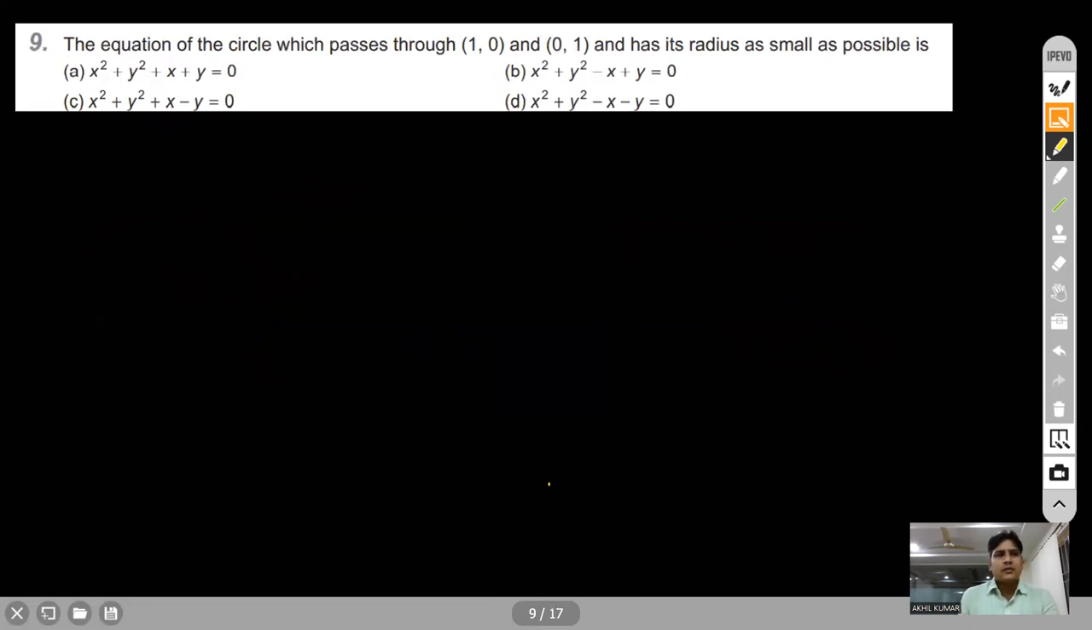Now let's see the next question. Question number 9. The equation of the circle which passes through 1,0 and 0,1 and has its radius as small as possible. So two points are given through which the circle is passing, and we have to make its radius as small as possible. So we have to draw one circle. Let me draw it first.